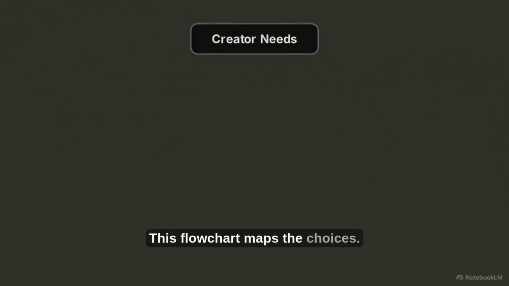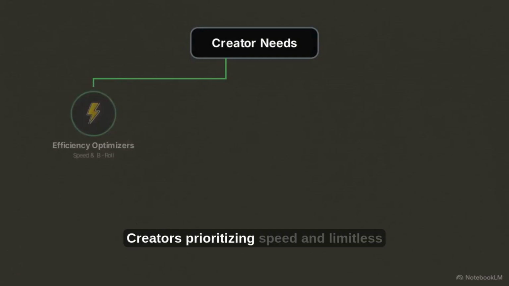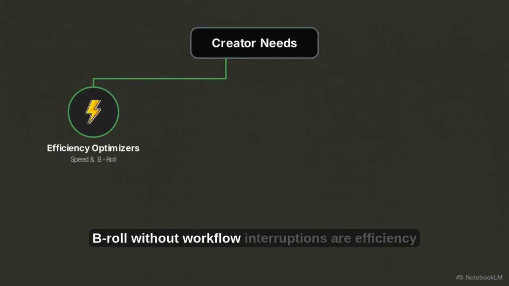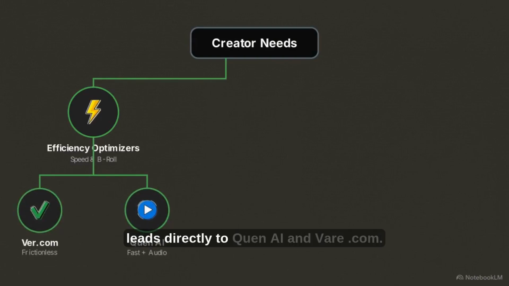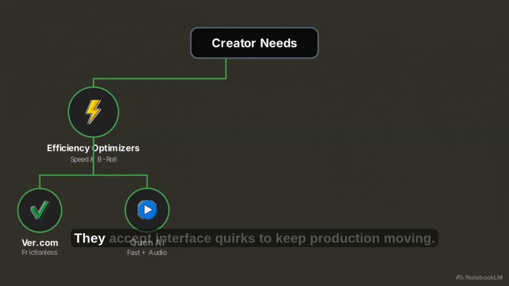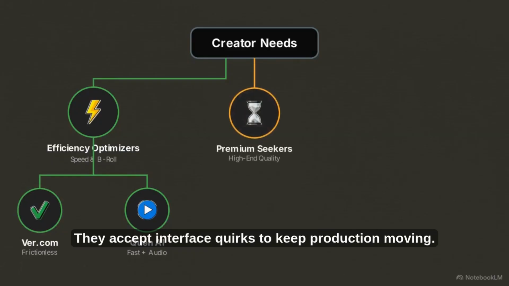This flowchart maps the choices. Creators prioritizing speed and limitless B-roll without workflow interruptions are efficiency optimizers. Their path leads directly to Qwen AI and Ver.com. They accept interface quirks to keep production moving.